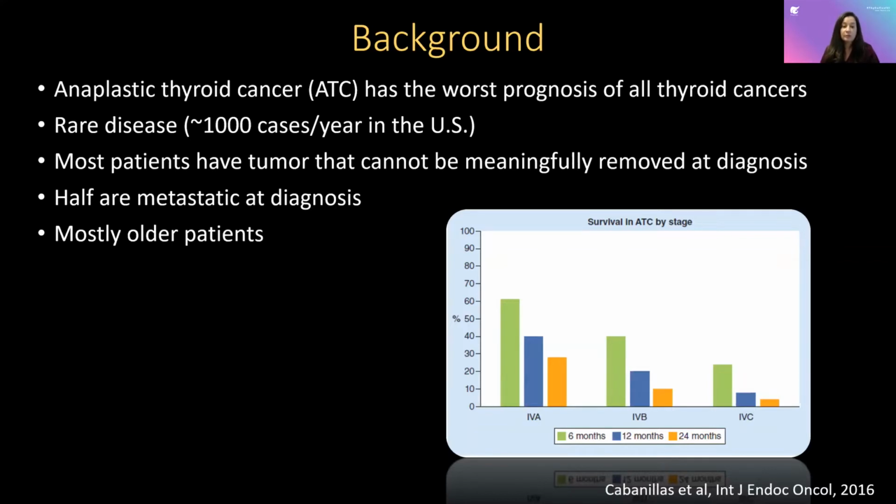And the biggest problem with this cancer is that most of the time these tumors can't be removed from the neck when the patient is diagnosed, which poses a huge problem because of the location of the thyroid. It compresses your trachea and esophagus if it grows quickly. Half of patients already have metastases, meaning that the cancer has moved outside of the neck into other organs. And these are mostly older patients, although we do see patients in their 40s. And rarely you'll see a 30-some-odd-year-old patient, but that's very rare.